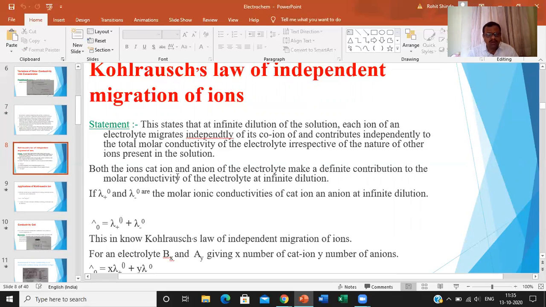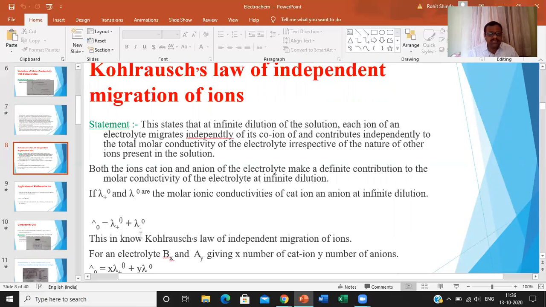So, very important statement from the point of view of examination. This Kohlrausch's law: suppose we have ions, that is cation and anion of an electrolyte. These cations and anions make a definite contribution to the molar conductivity of the electrolyte at infinite dilution.